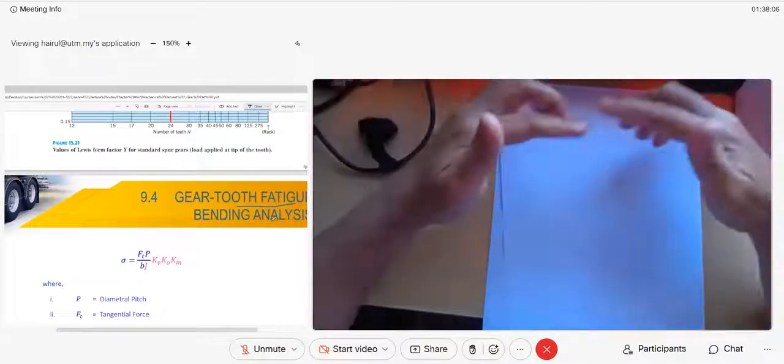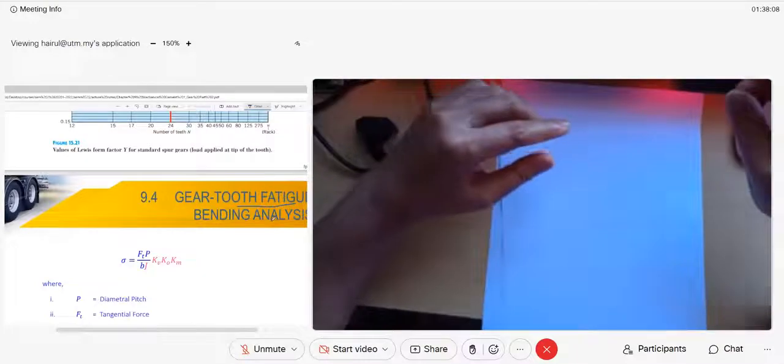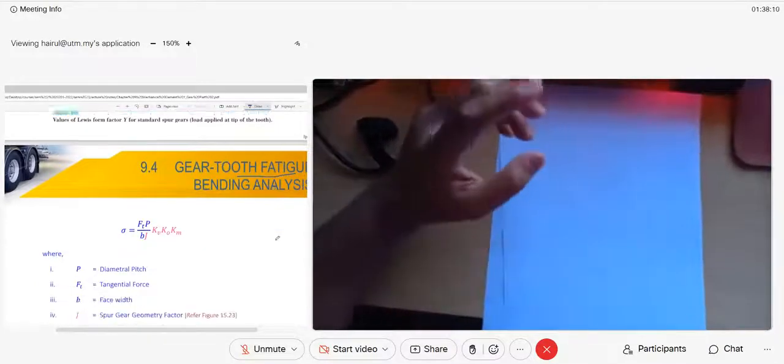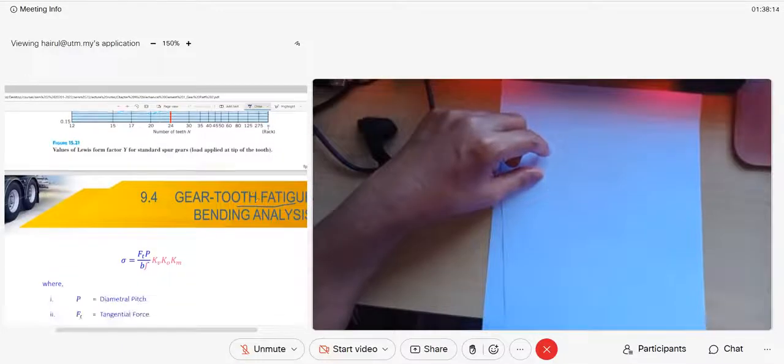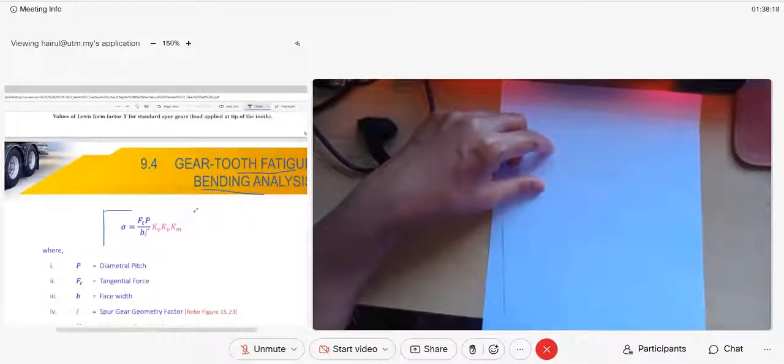Radius fillet, radius fillet too. There will be stress concentration. After considering fatigue stress concentration, the Y will be replaced by J. That's why for gear tooth bending fatigue analysis, this is the equation that you will use for your bending stress.